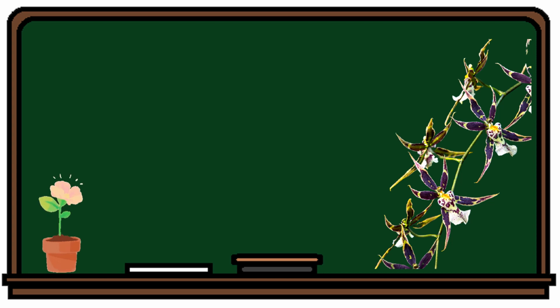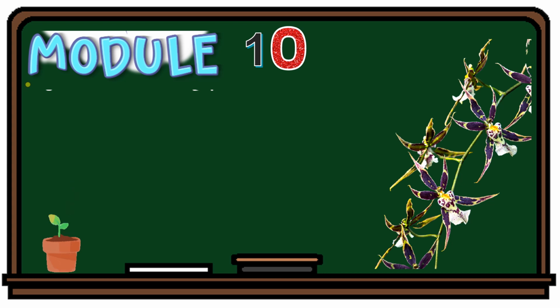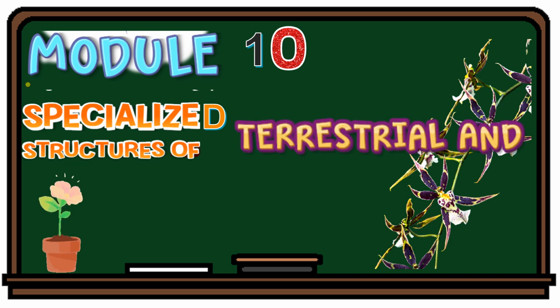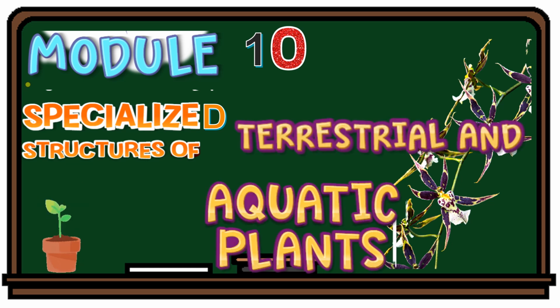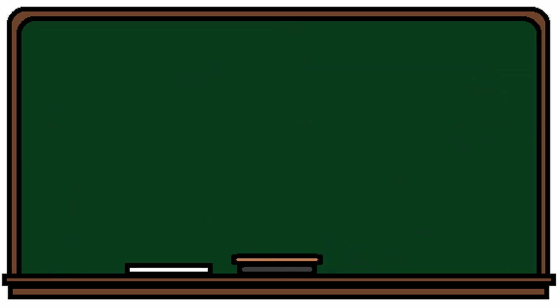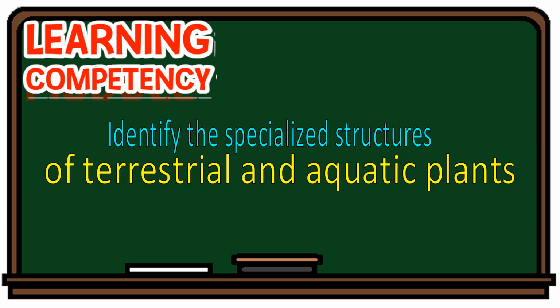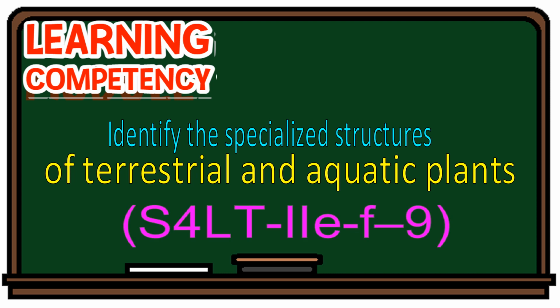Welcome to Science 4, Module 10 for Quarter 2, Week 3. Our lesson for Module 10 is all about specialized structures of terrestrial and aquatic plants. Our learning competency for Module 10 is to identify the specialized structures of terrestrial and aquatic plants.